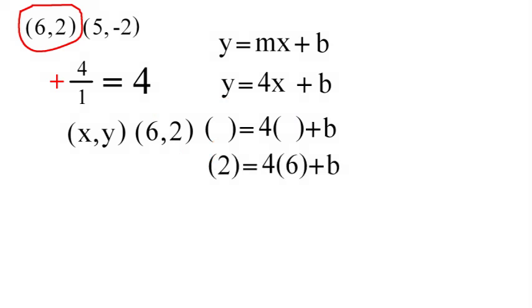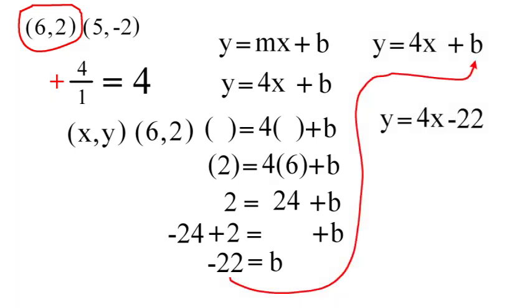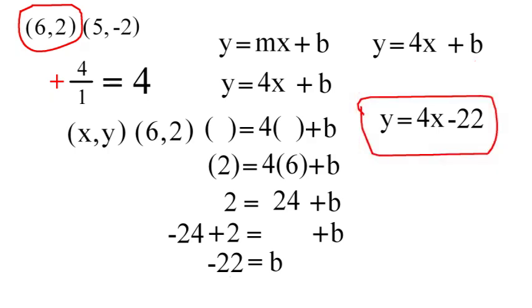Last, we just do the arithmetic in order to solve this equation for b. First, I multiply the 4 times 6 to get 24. Next, I move it over to the left side, and it becomes negative when I move it across the equal sign. Then I combine a minus 24 with a plus 2 to get a minus 22. Last, I just plug the minus 22 back in place of the b, and we get our final equation of the line. There's a lot of arithmetic and a lot of steps to remember, but it can be done.